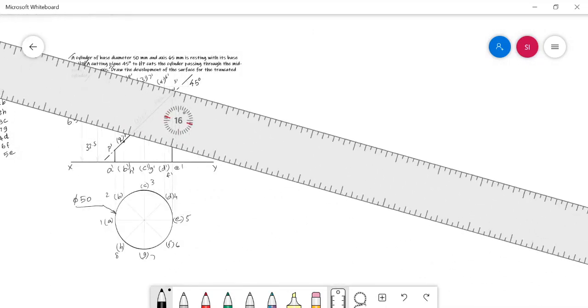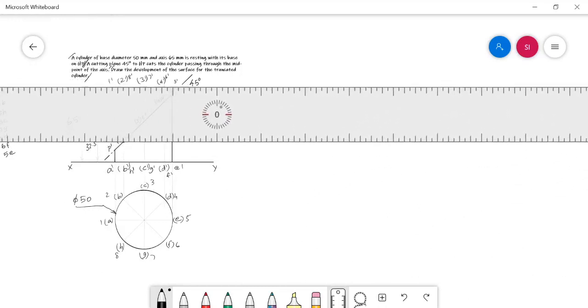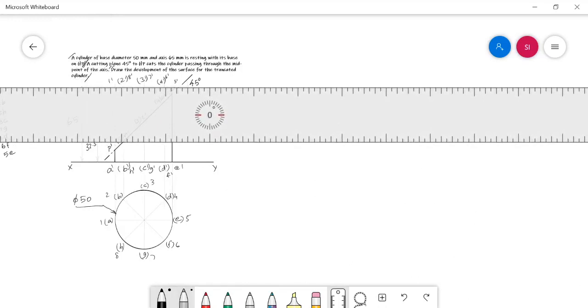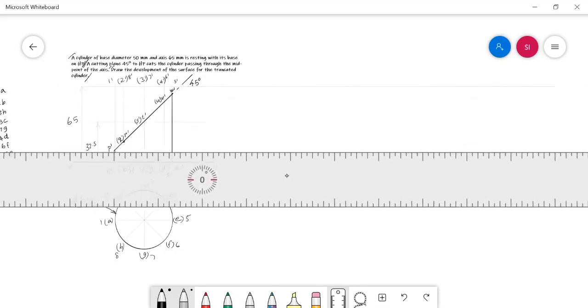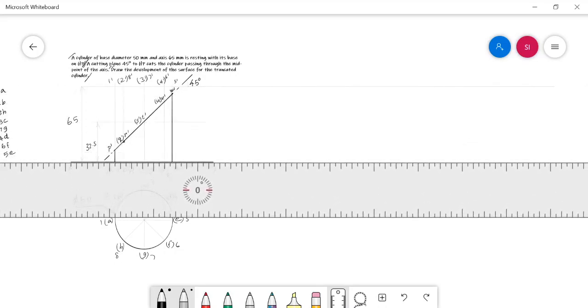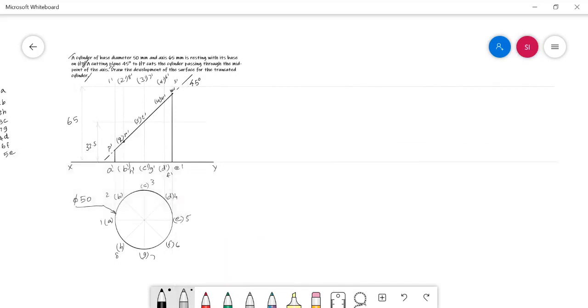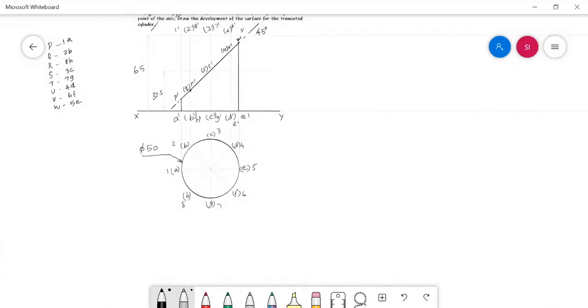First we need to draw the top and bottom stretch out lines. The top stretch out line can be drawn at the level of the top face of the solid, and the bottom stretch out line can be drawn along the XY line. Now, not like the prism, it is a cylinder.